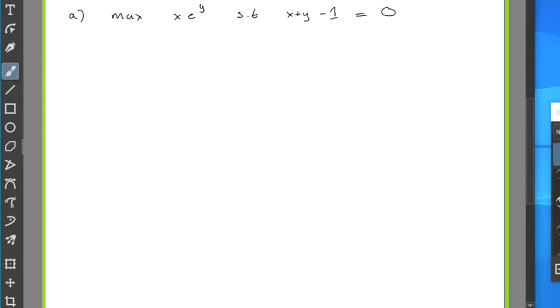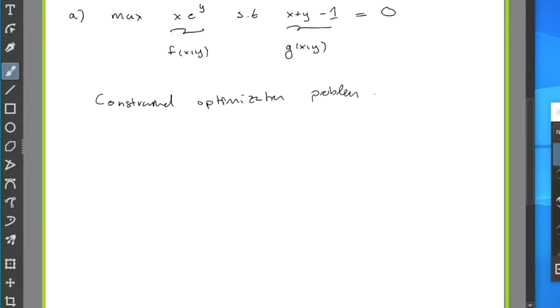And I've written it in the standard form so that the function g is equal to 0. You don't need to do that, but for those of you using the Lagrangian formalism, you need to do that in order to get the things correct. Okay, so this is the g function. And this is the f function. So this is a constrained optimization problem. Then Lagrange is the way to go.